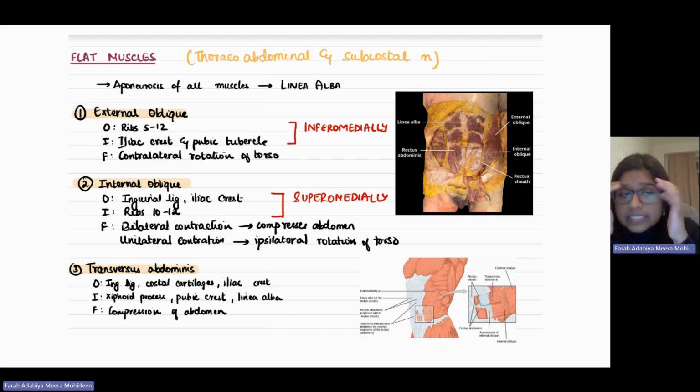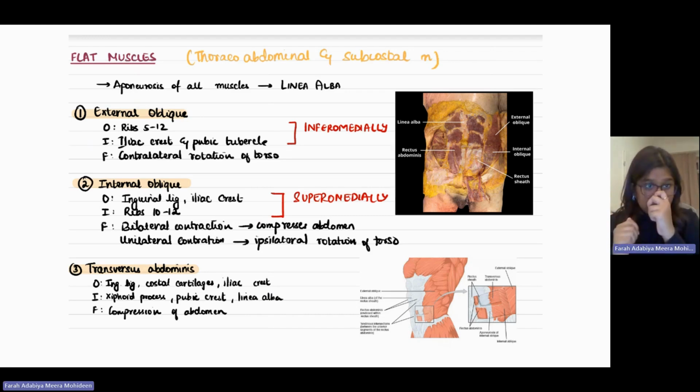The first one is your external oblique muscle. Look at the origin. Origin is from the ribs 5 to 12, and it inserts below into the iliac crest and pubic tubercle. So the direction of fibers is inferomedially, right? It goes down and medially. It's like hands in pocket. A good way to remember the direction of these three muscles. Once you know the direction, it will be easier for you to guess the origin and insertion, right? So external oblique, hands in pocket.